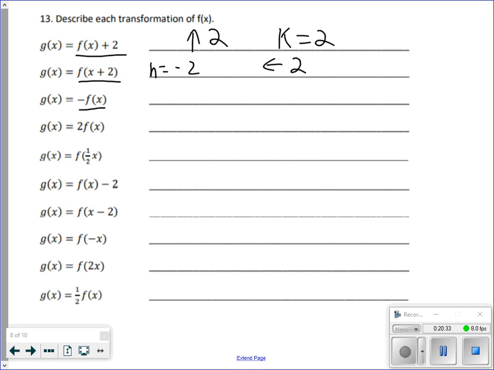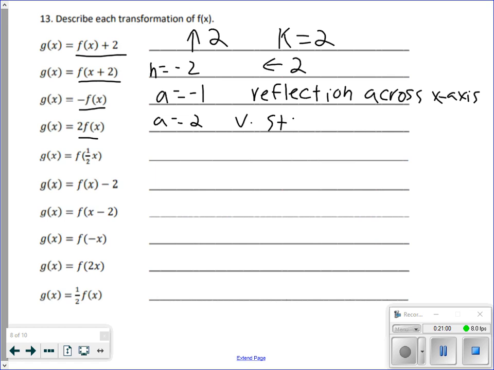Negative f, that's telling me my a is negative 1. And remember, a's give you your vertical stretch or compression, right? So everything's vertical. So your a is negative 1, that's giving you your vertical reflection, or reflection across the x-axis. 2 f of x, that's a is 2, that's your vertical stretch.